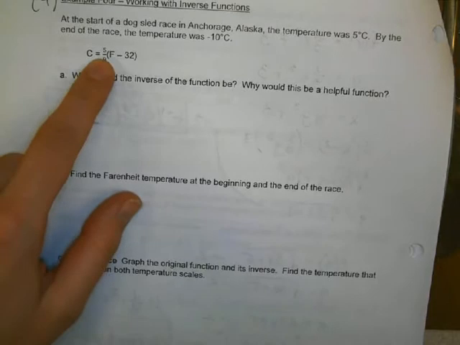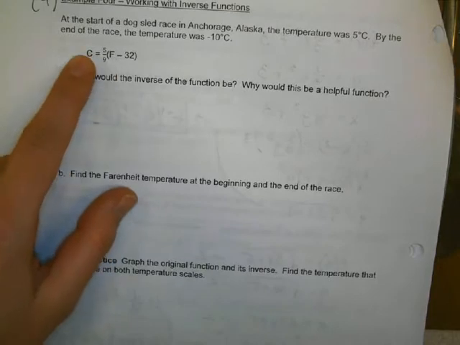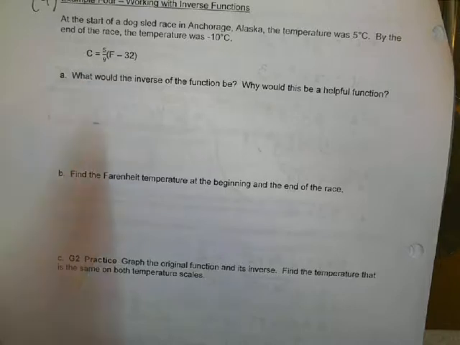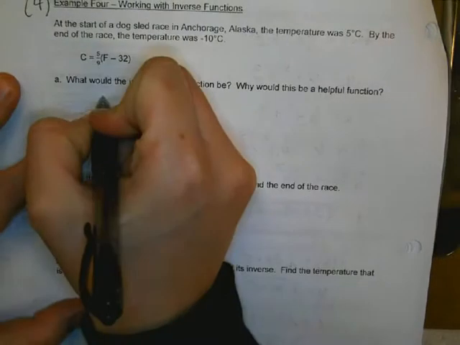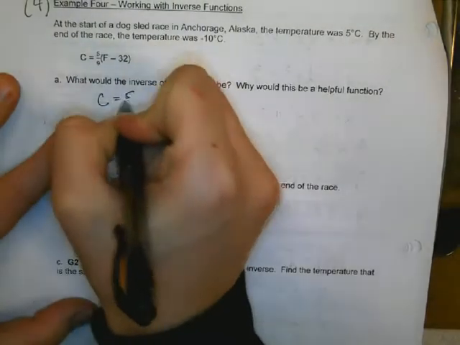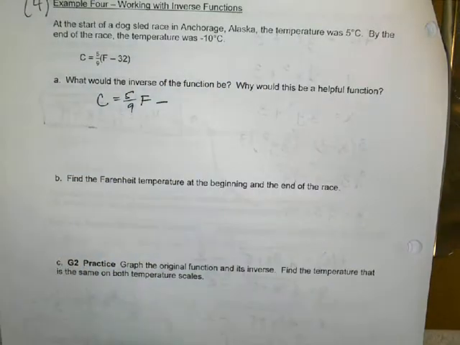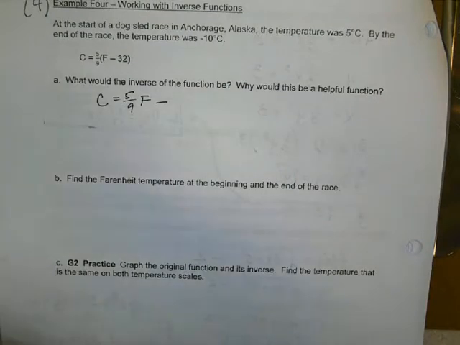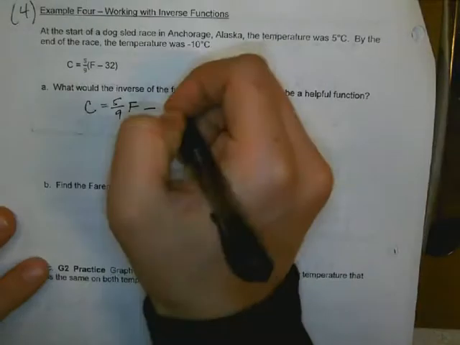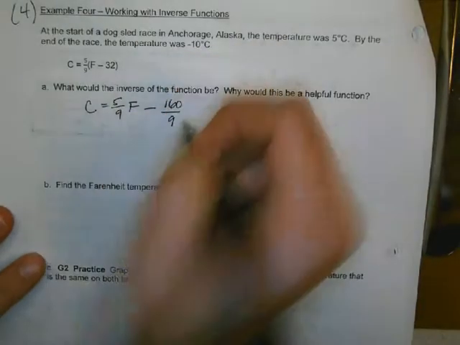Well, the inverse of the function, if we thought of c as a y value and f as an x value, let's go ahead and rewrite that. I'm going to go ahead and distribute that through. So 32 times 5/9, the fraction, is 160 over 9. Okay.